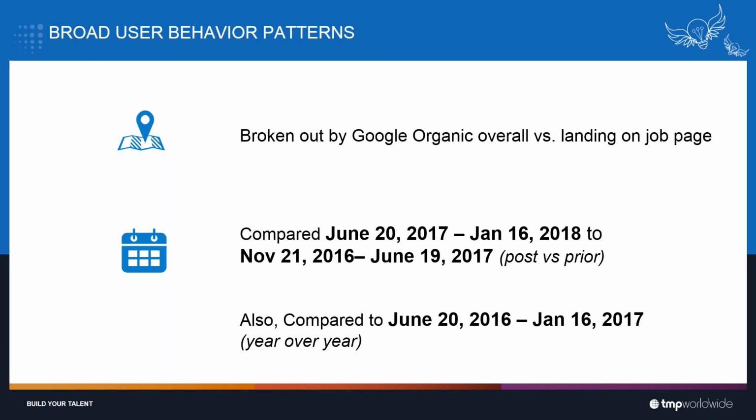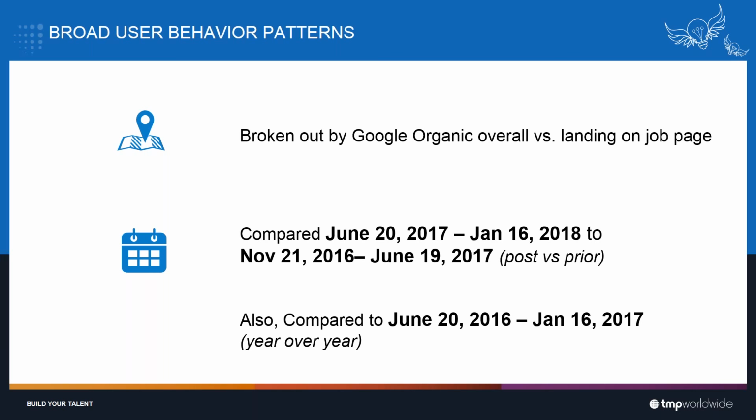The timeframes that I looked at here were June 20th, 2017 to January 16th, 2018. And I compared that to the period directly before: November 21st, 2016 to June 19th, 2017, the day before, to get a really up-to-date before and after user behavior situation from Google organically, right before that date switched and it went live. But we also took a look at the previous year, June 20th, 2016 to January 16th, 2017.